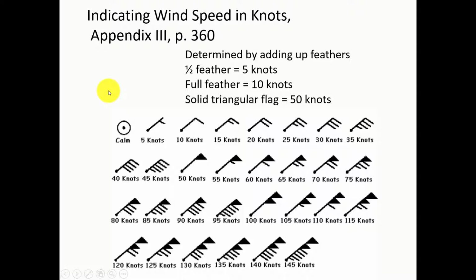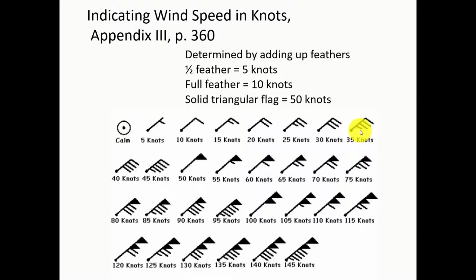Okay, so here again is the wind speed in knots. This is shown in Appendix 3 of your book in the back. It's determined by adding up the feathers. And so a half a feather, which is shown here, is worth 5 knots. A full feather is worth 10 knots. A solid triangular flag is worth 50 knots. So a wind with 30 knots would have 3 full feathers. If it were 35 knots, it would be 3 full feathers with a half feather.